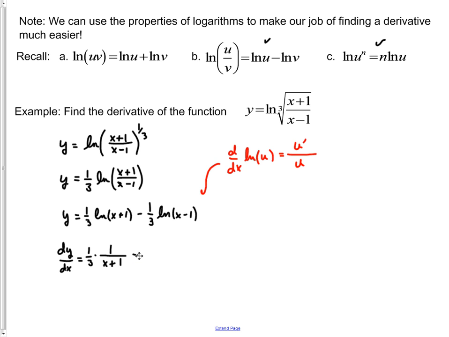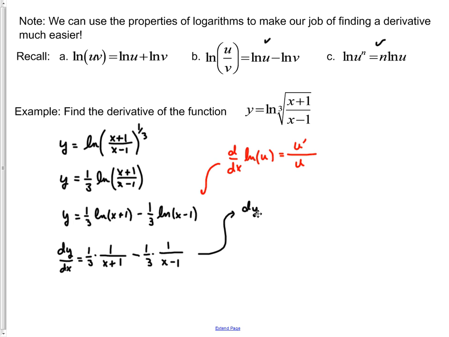And we would subtract from that 1/3 times, and in this case we take the derivative of the argument x minus 1, that derivative is 1, divided by x minus 1 itself. Now, this is two fractions with lots of other things going on right here, but we can simplify this one pretty quickly using a little bit of algebra.